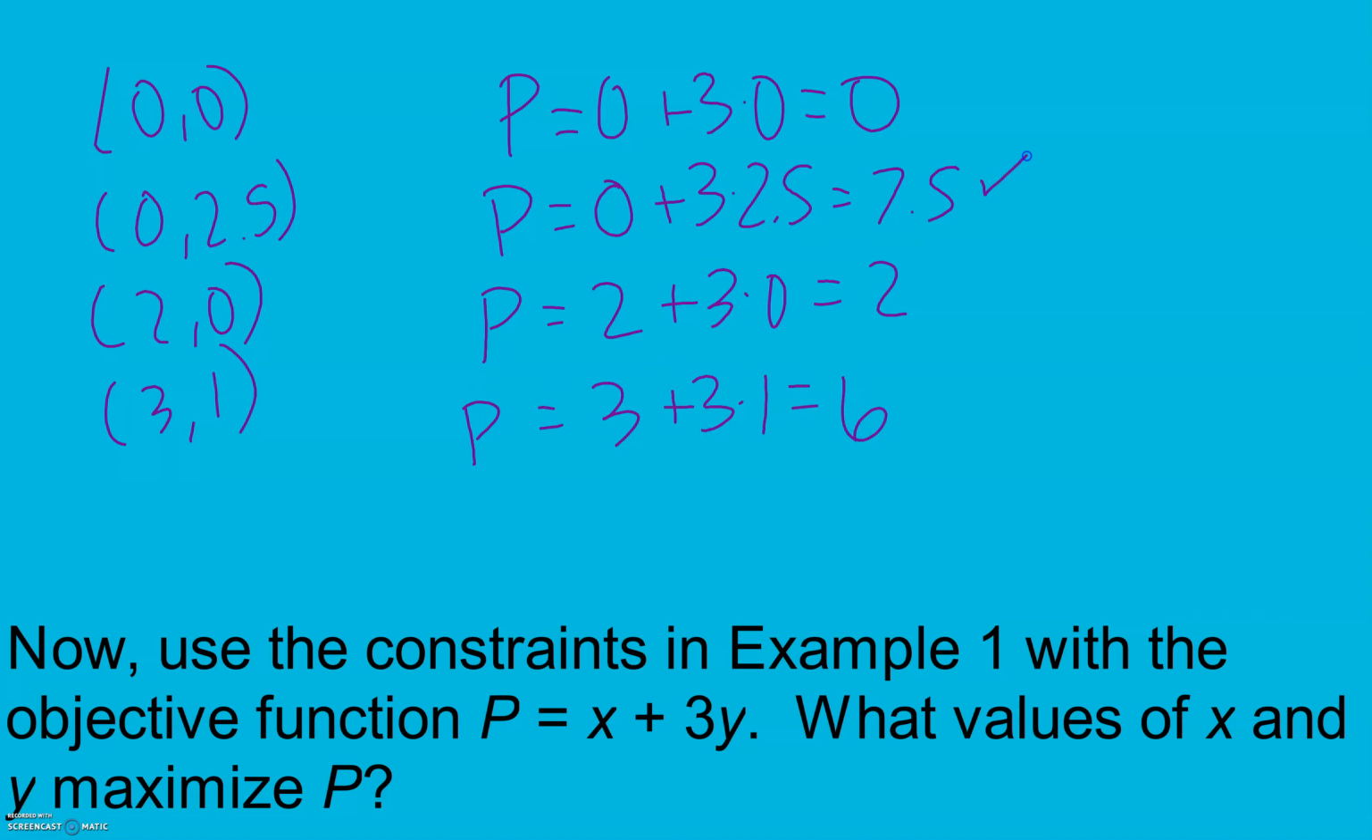Here, our maximum value is 7.5, and that occurs at 0, 2.5. So my point actually changed. It has a maximum of 7.5 at the point 0, 2.5. So the values of x and y that maximize p are right here.